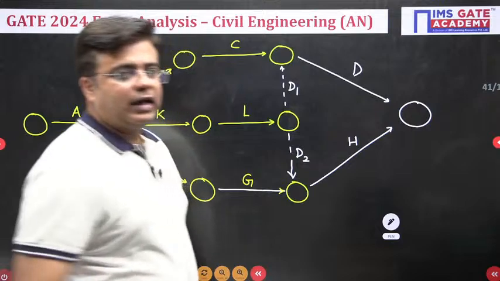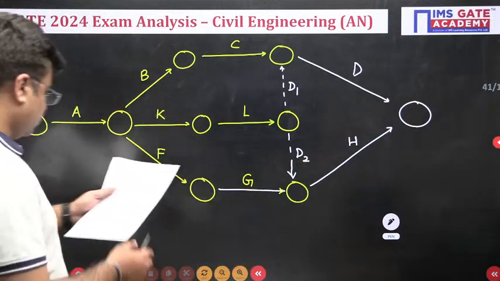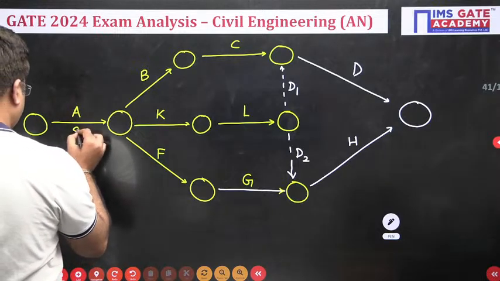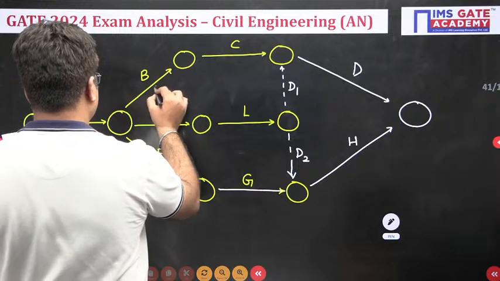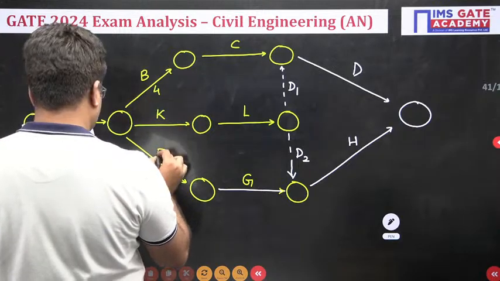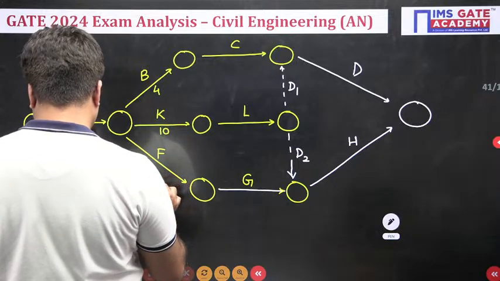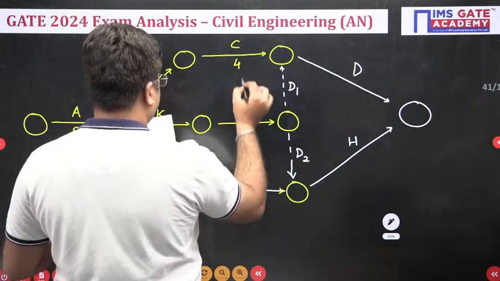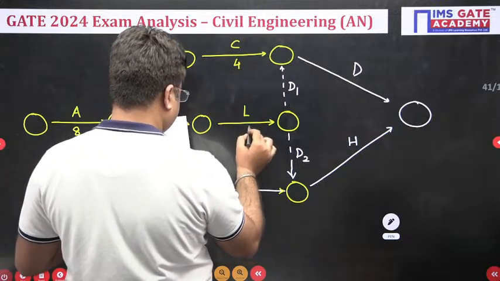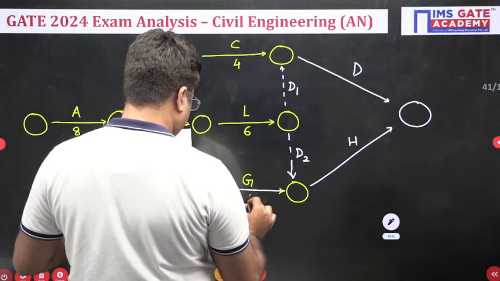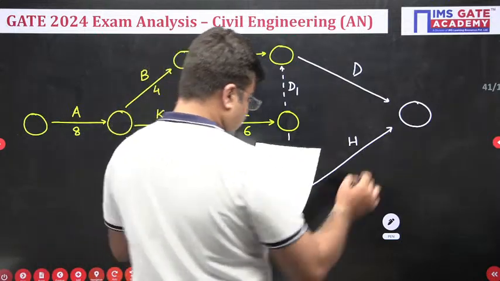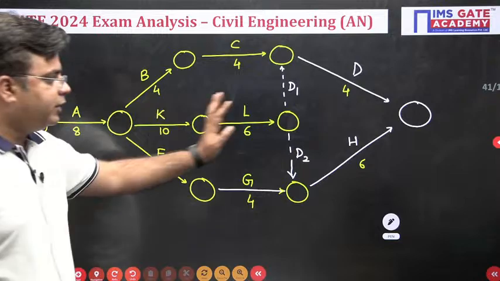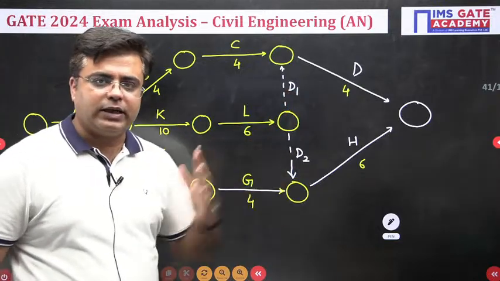Now in the question, they are asking us to calculate what is the project duration. So first of all, let me write down all the activity durations. This is 8, this is 4, then you have 10, then F is 4, then activity C is 4, activity L is 6, activity G is 4, then you have activity D, this is 4 days, and H, it is 6 days. So in order to calculate the project duration, again, go with the forward pass calculation, okay.